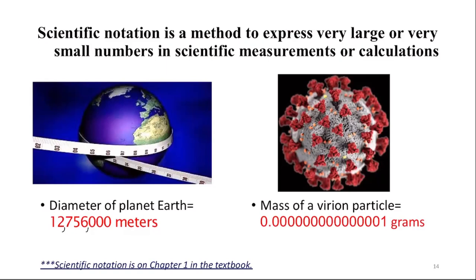So you can see that we have 1, 2, 3, 4, 5, 6, 7, 8, 9, 10, 11, 12, 13, 14. We have 14 zeros. Nobody got time to write all those zeros. So through scientific notation, we have a way we can write these numbers, and then we understand if we have a very large number or a very small number.